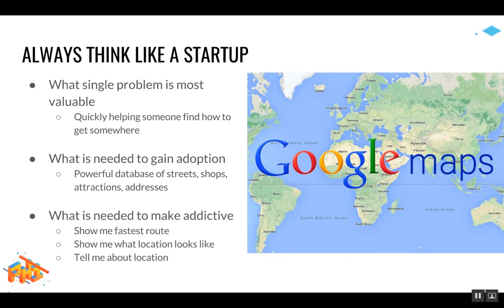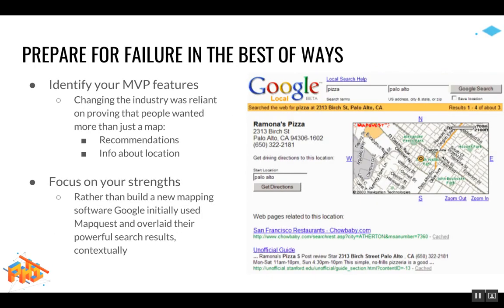Now, what would they need to actually reach that level of addiction? Features that are commonplace now, like finding the fastest route, show me what the location looks like, tell me more about the location. Anyone who traveled significantly back then would know that these would be the holy grail of solutions, but at that time, no company was truly trying to solve them in a way that had a long-term vision.